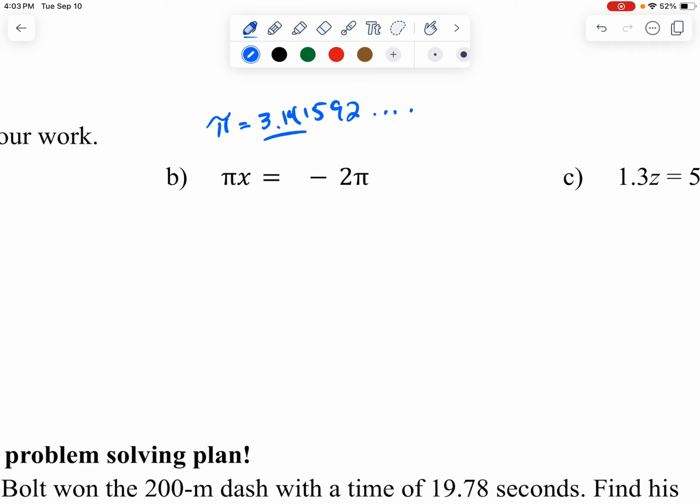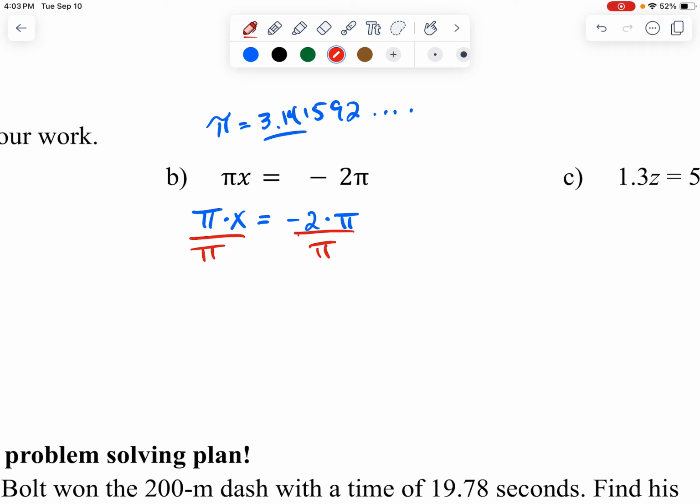Our goal is to get this x value by itself. And right now, what I've got is pi times x. Remember, when two things are right next to each other like that, that implies that they are multiplied together. Same with the right side. I've got negative 2 times pi. So in order to undo that, what do we do? We're going to divide by pi.